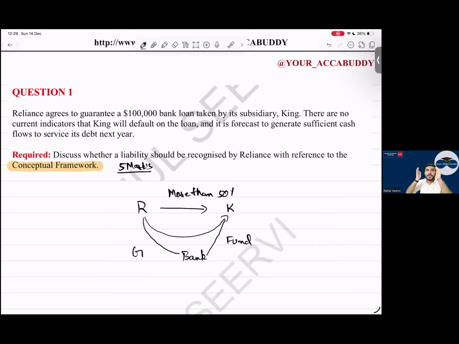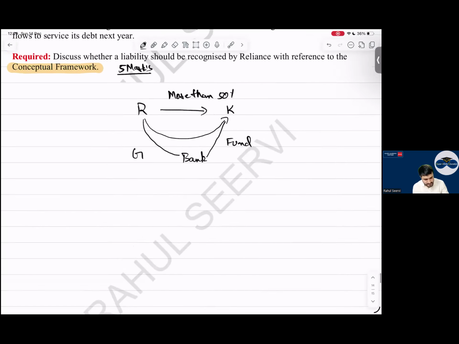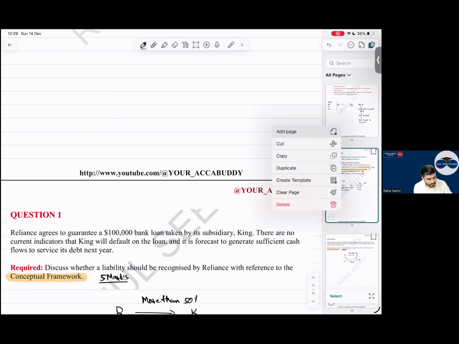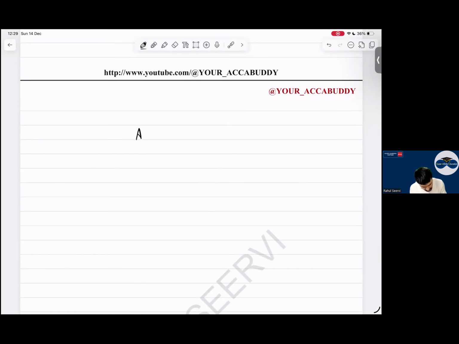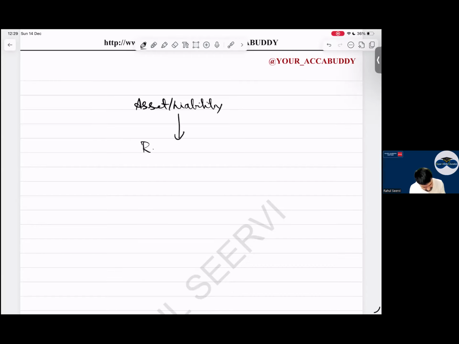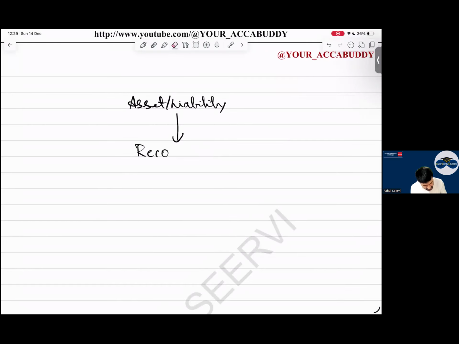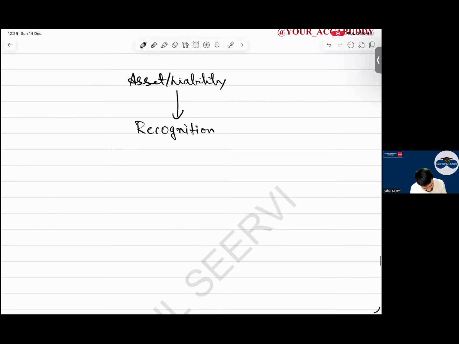I mentioned first, you mention that sir, recognition, and after that what do we do? For recognition, what do we see? Useful information. For useful information, what do we see? Relevance and faithful representation. I'll make a flow chart. It is an asset, liability. Then for recognition, what do we have to see? If you want, write down this flow chart. It will help you. Sir, recognition. For recognition, what do we say?